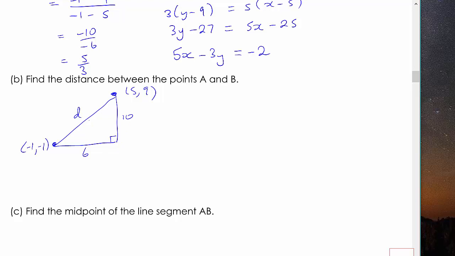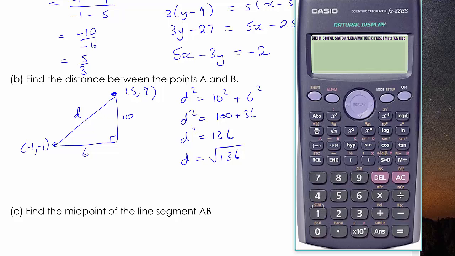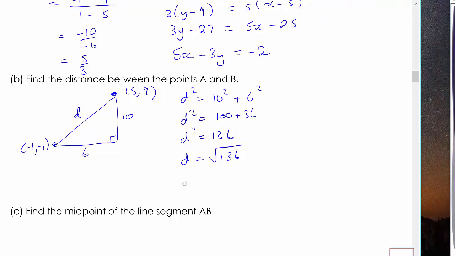So if we call this d, d squared is going to be 10 squared plus 6 squared. So d squared is 100 add 36. So d squared is 136. And therefore d is the square root of 136. So we want the square root of 136. So that's 11.66 if we go to 2 decimal places.